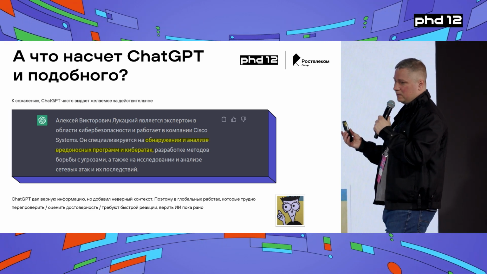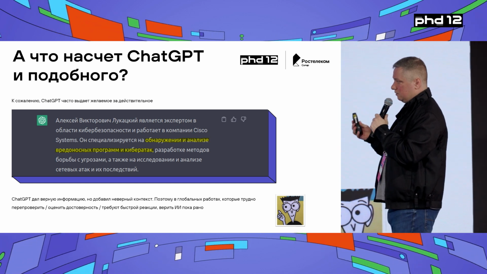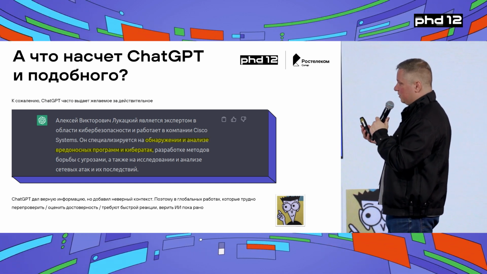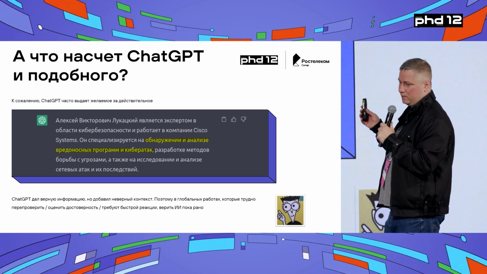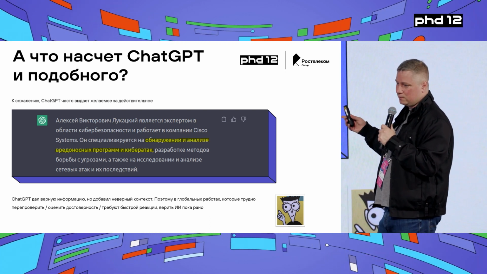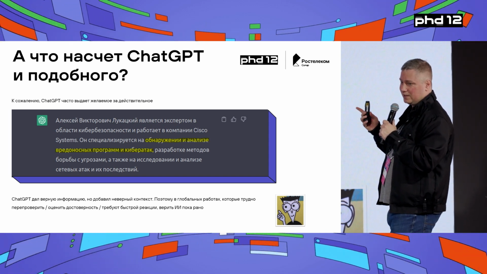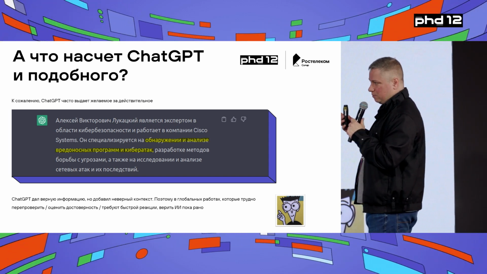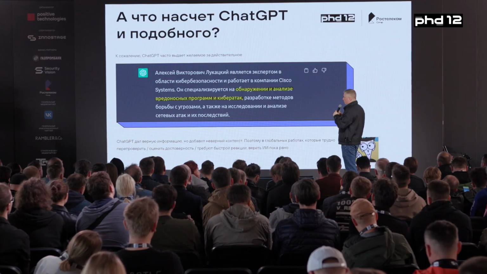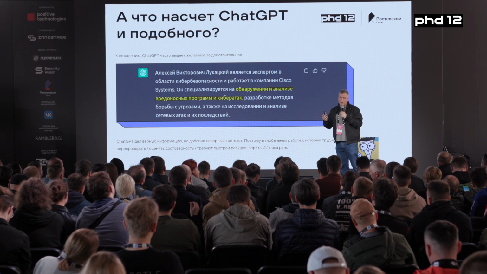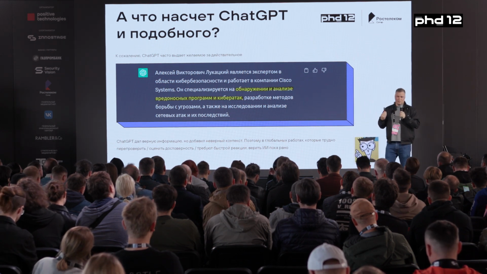Here's an example. We asked ChatGPT who Alexei Lukatsky is, and the answer was quite right. He is an expert in cybersecurity who works for Cisco Systems. And at that moment, he really worked for Cisco Systems, but the specialization is wrong. With all respect to Mr. Lukatsky, as far as I know, he has never been dealing with malware analysis.